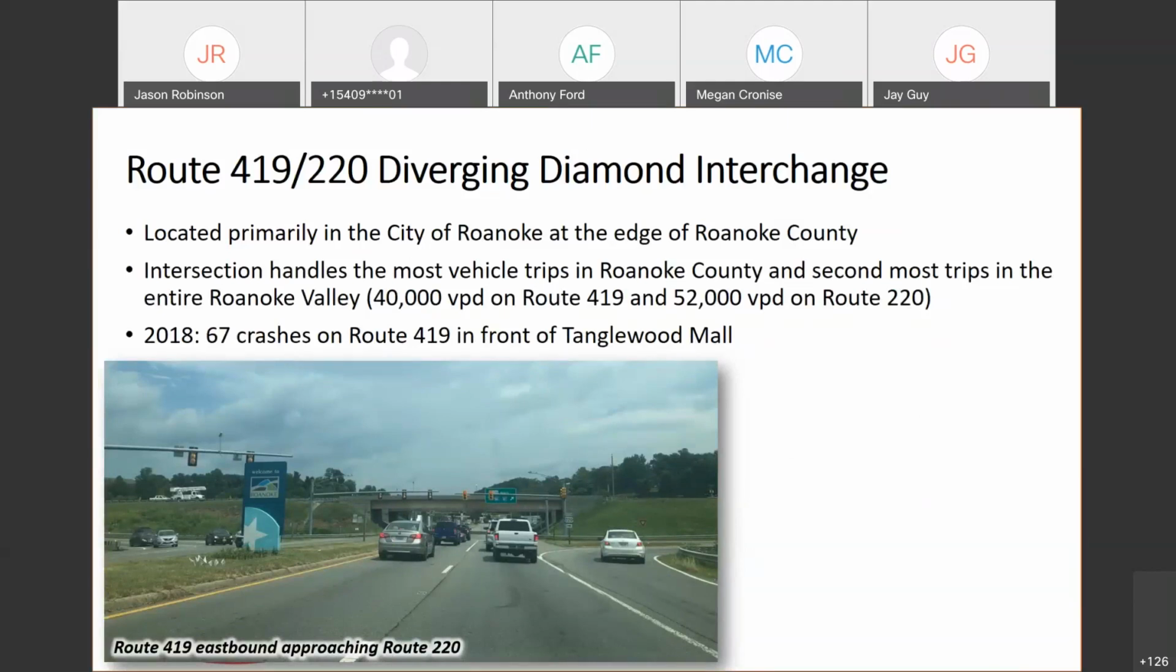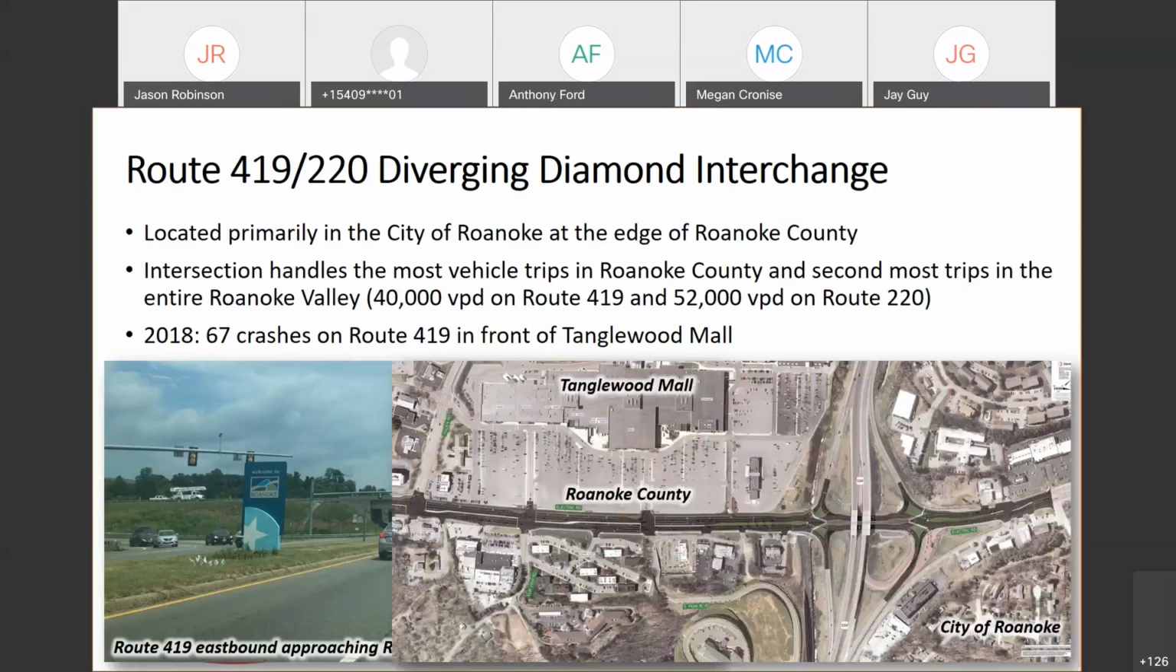Next picture, please. In 2018, we did count 67 crashes on Route 419 in front of Tanglewood Mall, which you can see in this image. So in that quarter mile in front of the mall, 67 crashes, most of which were rear end crashes. So not only is it one of our busiest corridors, it's also our highest crash rate corridor in the county. So this project is an attempt to fix that. Next slide, please.